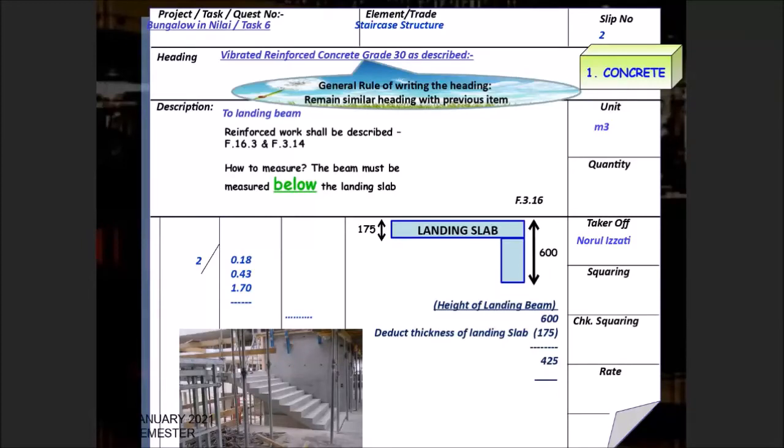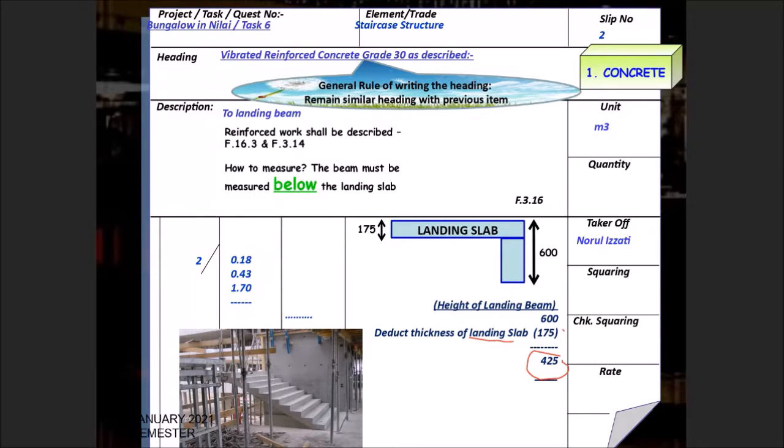Okay, the second part, concrete for the landing beam. When you measure the concrete for the landing beam, make sure you measure below the landing slab. As I mentioned to you before, when you scale the landing slab, you have to get the balance of that as the thickness of your landing beam. The heading remains similar, and for the description you have to write down landing beam.